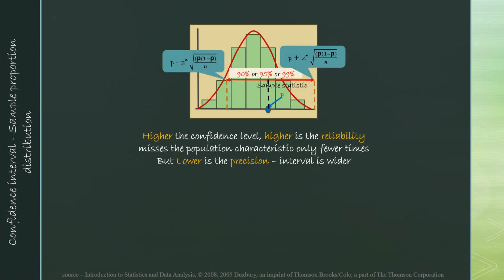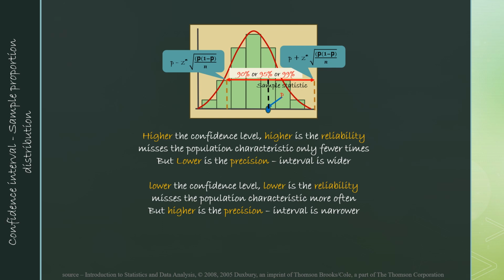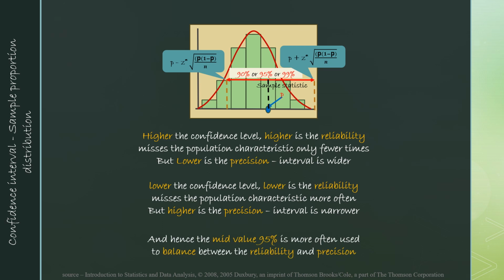Higher the confidence level, higher is the reliability. Misses the population characteristic only a fewer times, but lower is the precision, since interval is wider. Lower the confidence level, lower is the reliability. Misses the population characteristic a little more often, but higher is the precision. That is, the interval is narrower. And hence, the mid-value 95% is more often used to balance between the reliability and precision.